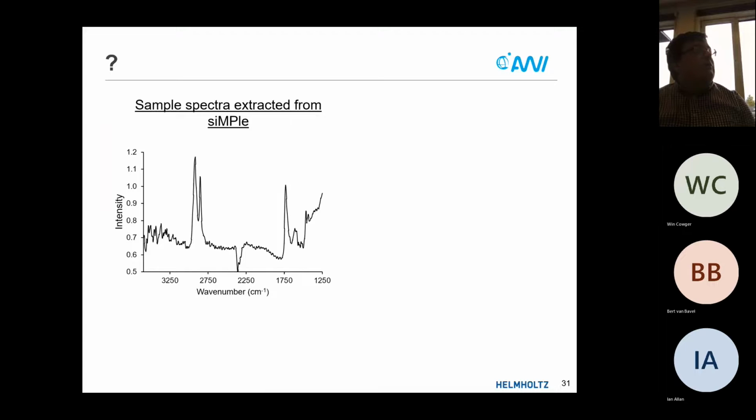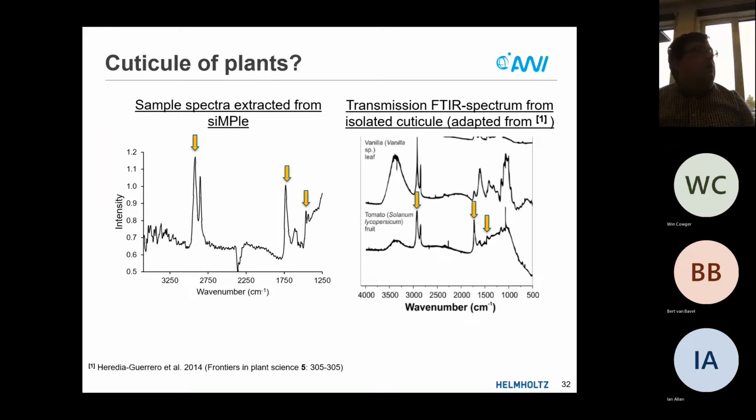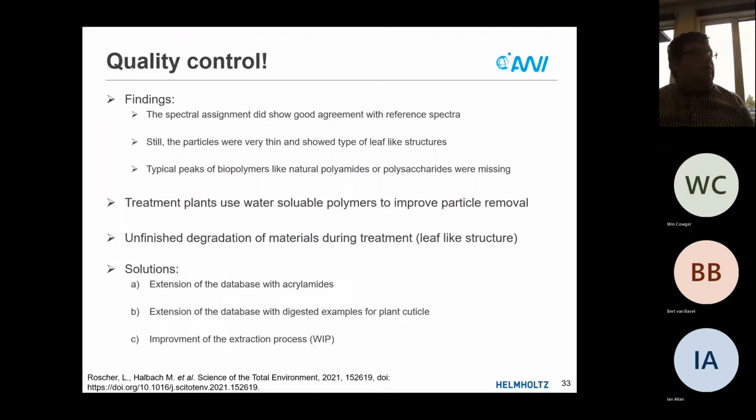So we assessed the spectra again. Lisa Roscher, in this case, investigated literature and found plant cuticles can form a really similar system, especially, for example, for tomatoes. It was also easy to reprocess, so we chose 3 different types of leaves, processed them with our enzymatic chemical digestion, and added them to the database.